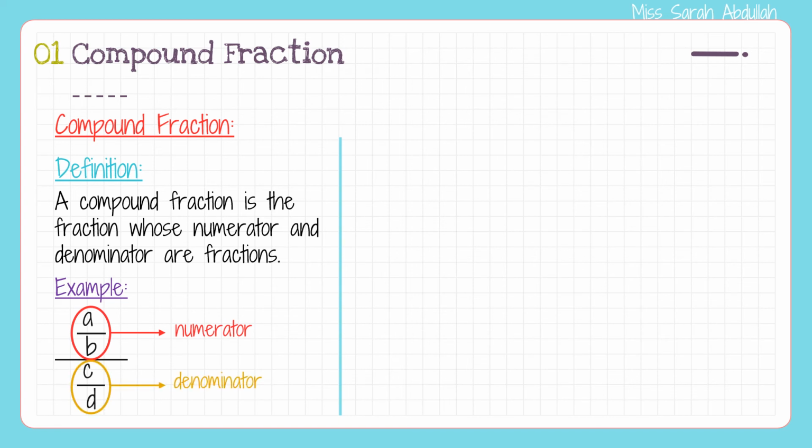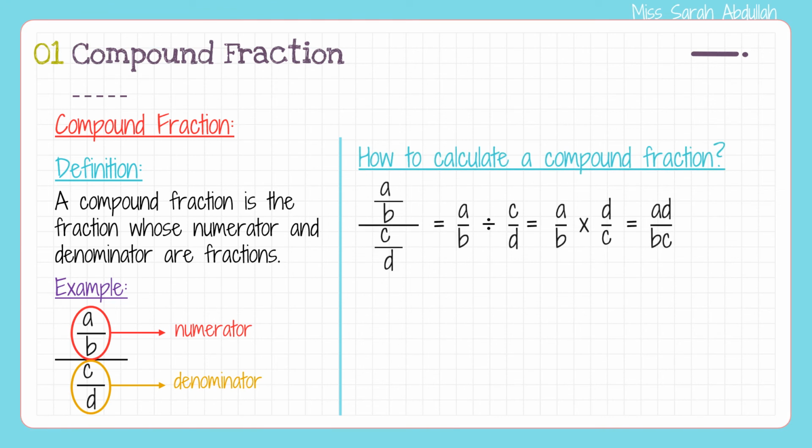Now, how can I solve this one? Guys, the solution is much, much more simple than you expect. How to calculate a compound fraction? It is simply division. So we can do it this way, as if I'm saying a over b divided by c over d. So I change the division into multiplication and then I multiply normally. So we can do it that way.